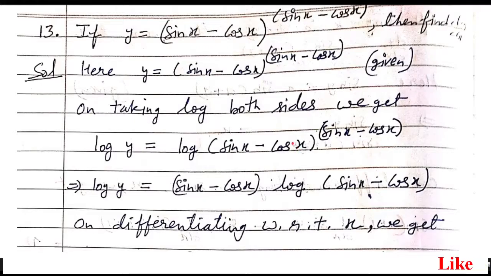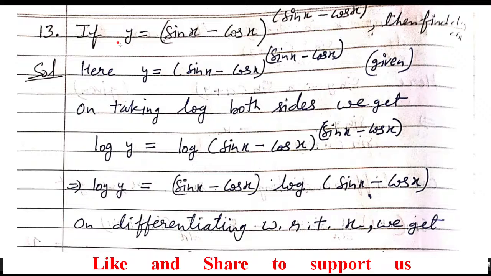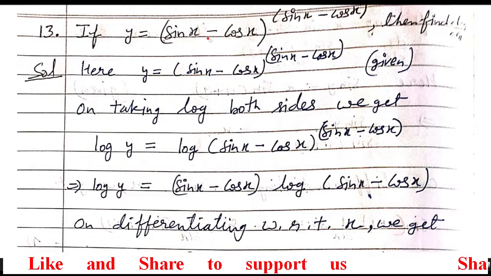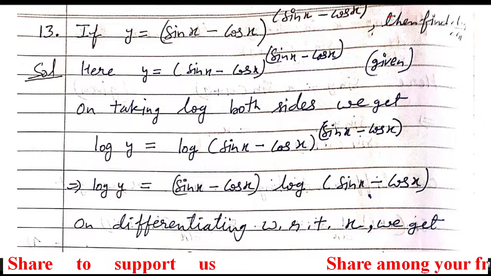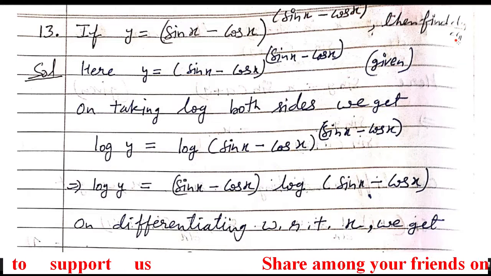Hello everyone, I am going to explain some questions from miscellaneous exercise of chapter 7 from 12th class maths. So today we will start from question number 13 of miscellaneous of chapter 7. Question number 13 is, if y is equal to (sin x minus cos x) to the power (sin x minus cos x), then find dy over dx.